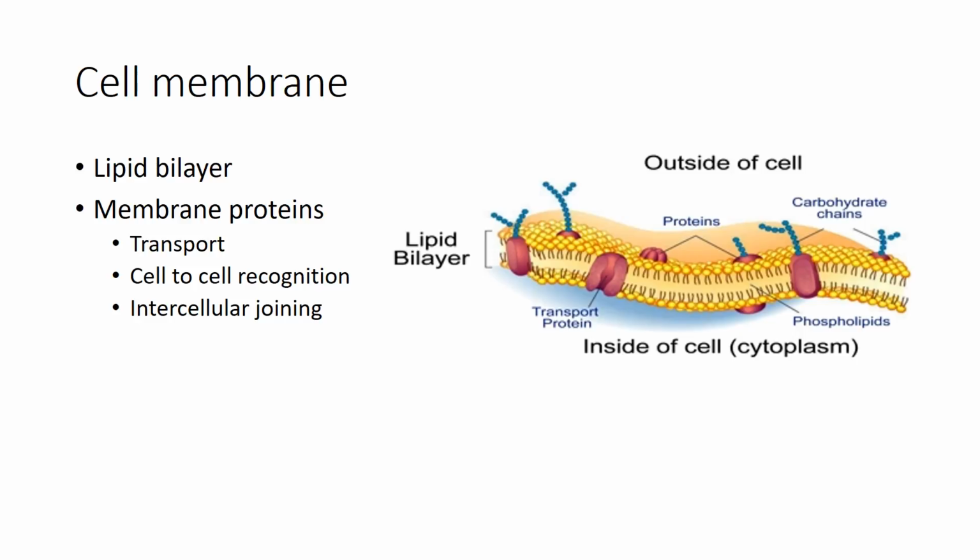Cell recognition happens when some glycoproteins serve as identification tags that are recognized by the membrane proteins of other cells. Intercellular joining is when membrane proteins of adjacent cells hook together with other cells.